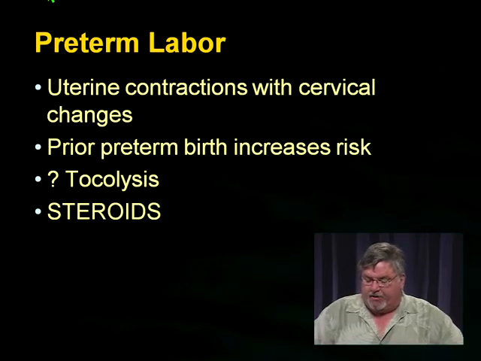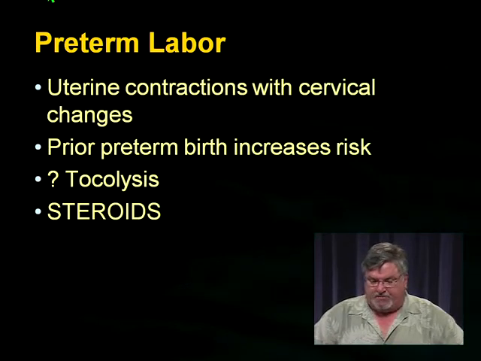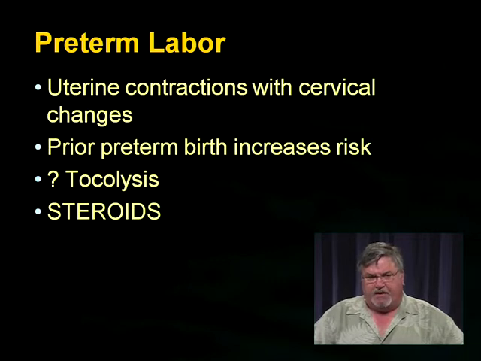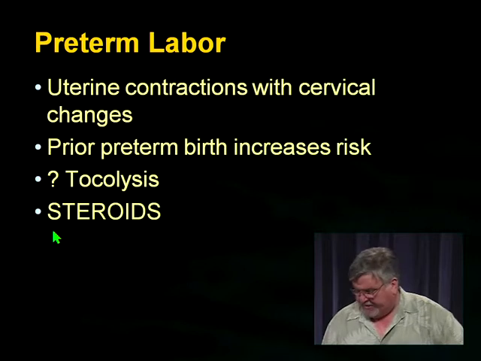Preterm labor is defined as uterine contractions with cervical changes. If you've had a prior preterm birth, it increases your risk. There's a fair amount of discussion these days about whether tocolysis makes any difference or not. And the most important component of treatment during active preterm labor is antenatal steroids.